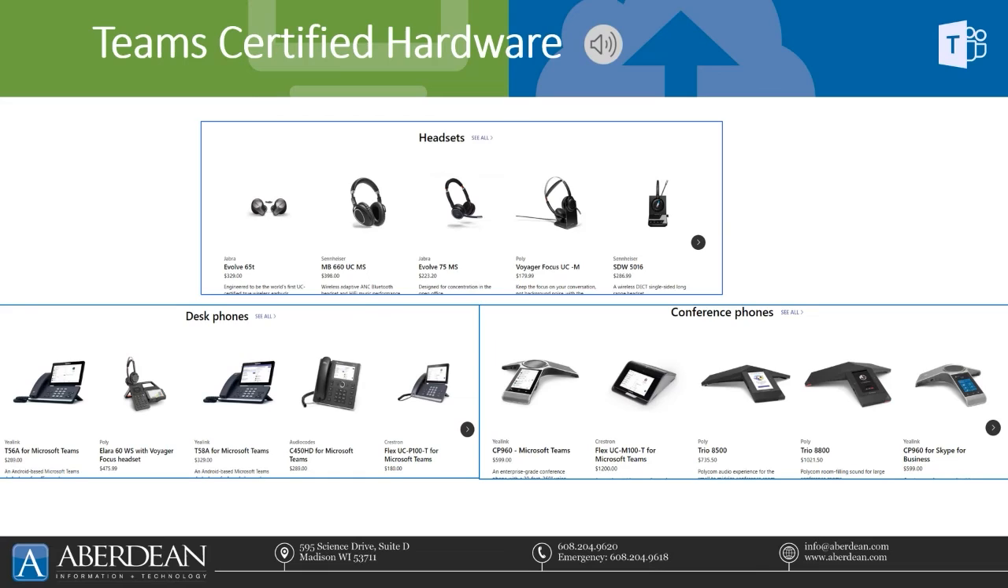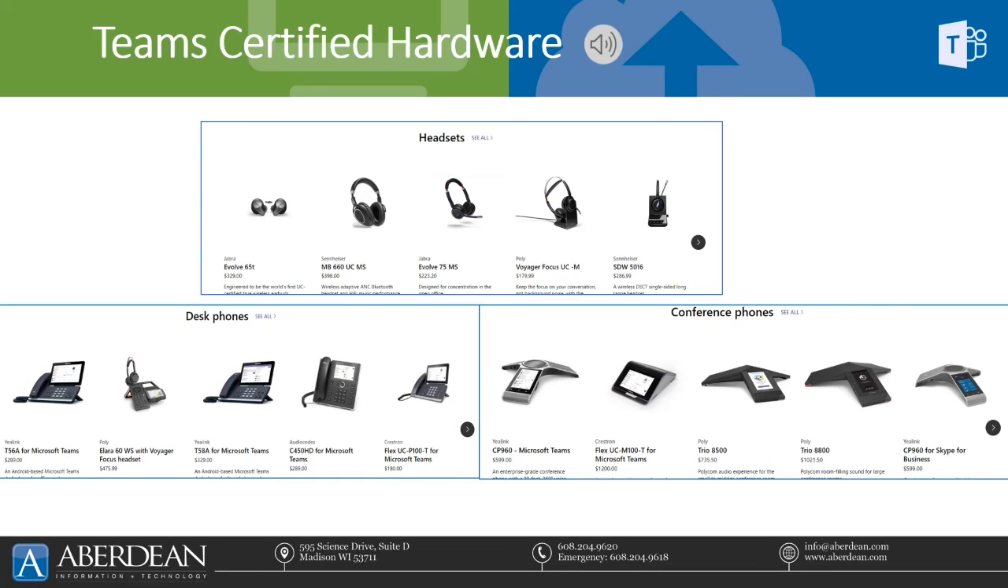So what I wanted to point out here in this slide, obviously we have the headsets. Teams has their own certified hardware line. They're constantly adding. Again, vendors are submitting different pieces, whether it's, like I pointed out, headsets or desktop phones or conference phones to get Teams certified. So when we first started doing this, you didn't have as many options that were Teams certified. Now there's a lot more vendors.